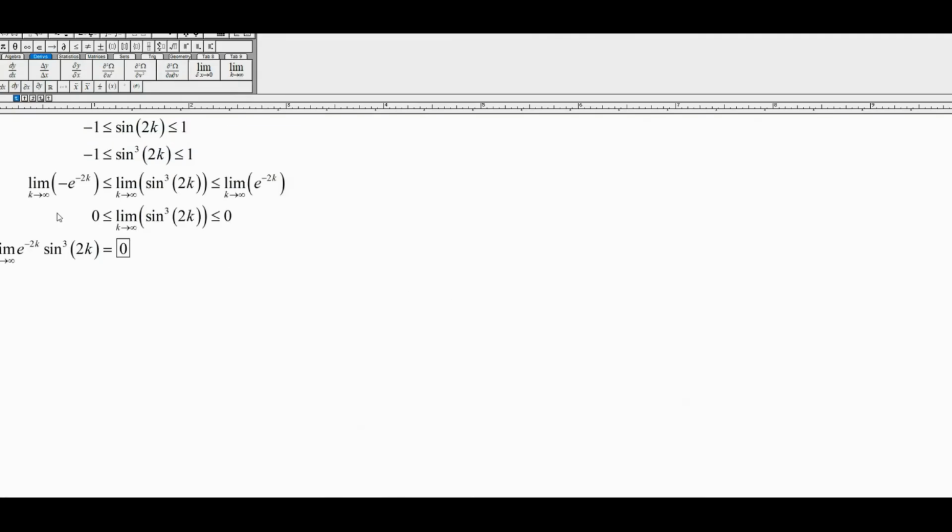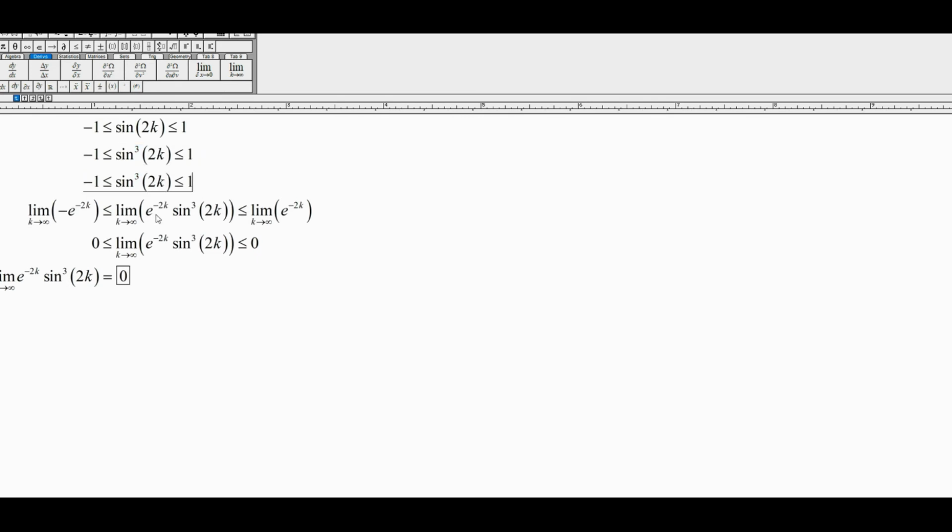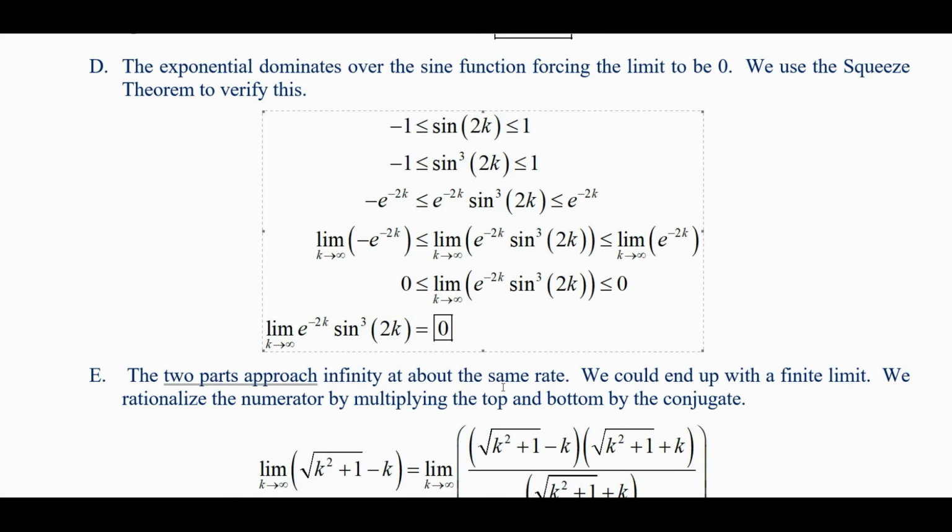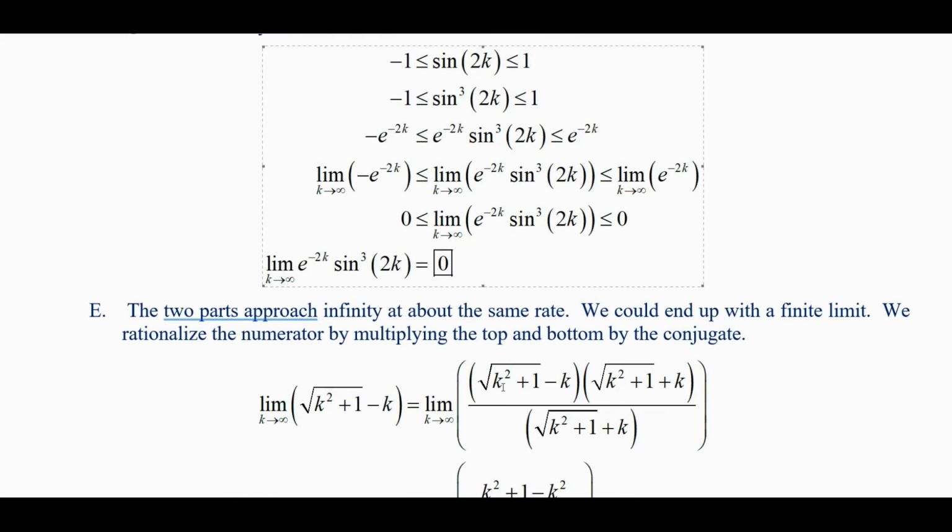And I don't have the e to the k there, so this should be e to the minus 2k. Right there. There we go. Let's go ahead and just do this here. Okay, that's a little better, showing all the steps. And so anyway, we get a limit of 0.